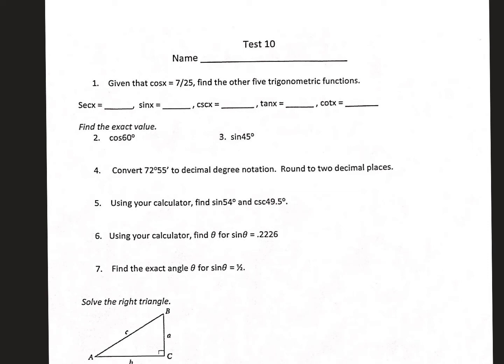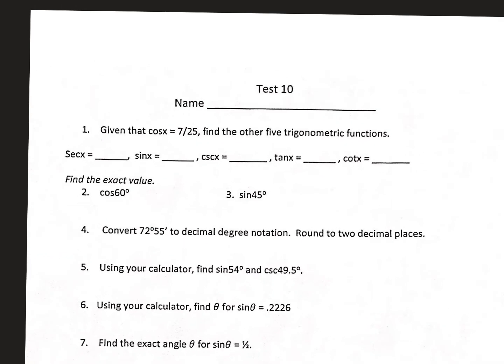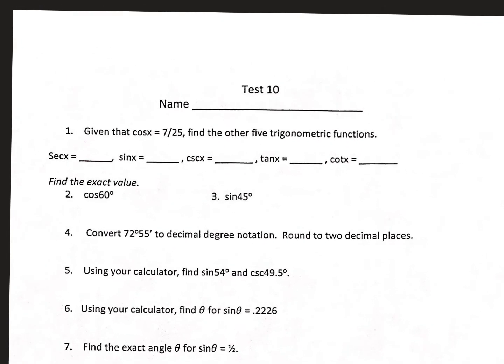All right, guys, let's knock out this practice test for tomorrow's test 10. Number 1 says, given that cosine is 7/25, find the other 5. What you need to do here is draw your right triangle.